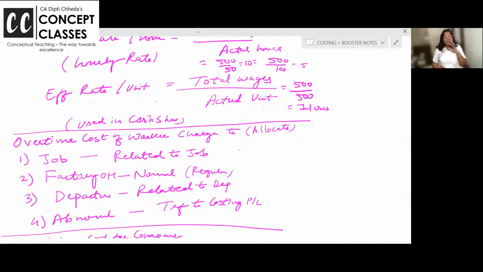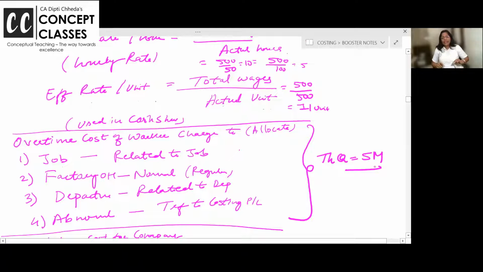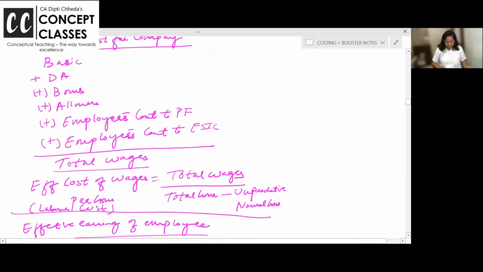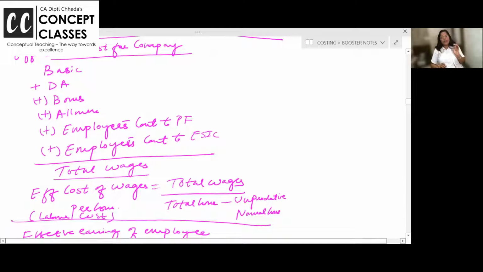And if overtime is abnormal, it was nobody's fault but lockdown happened, whatever, then charge it to costing P&L. This concept, if you write, you will be able to attempt theory question for 5 marks. Don't write like this. These are the pointers, and then masala you can fill in. Chalo. What is the cost, effective cost of labor for the company?